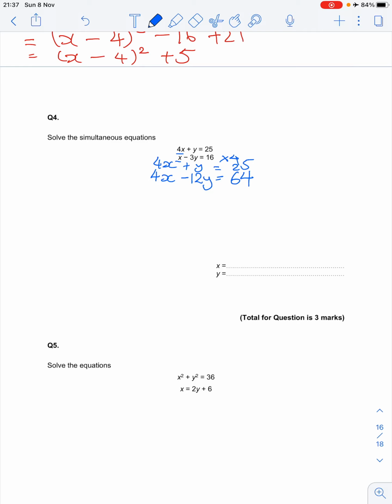So remember, we have a rule. When both are positive, the same sign, we do what? Subtract. And different sign, we add. So we have plus 4x and plus 4x, so it's the same sign, so we have to subtract the equations.